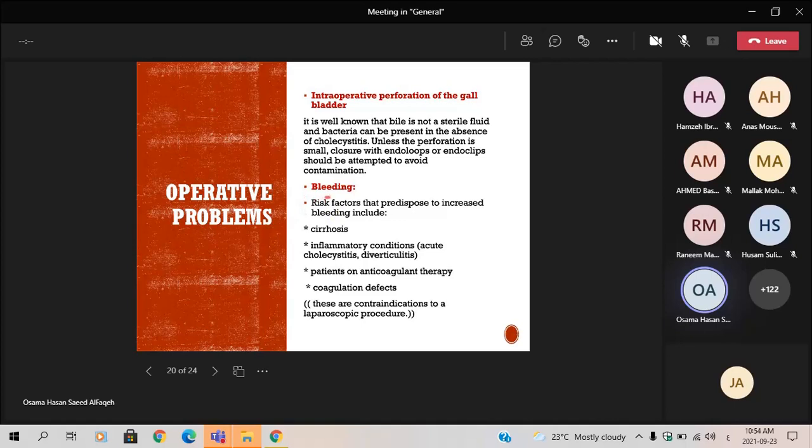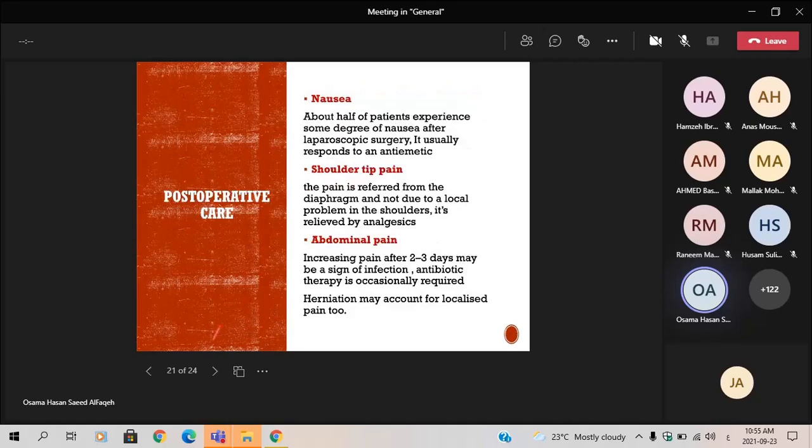البليدنج، اي البيشنت اذا بيعاني من اي ريسك اوف بليدنج فبكون هو كونترا انديكيشن تو لاباروسكوبيك سيرجري. حكينا منهم اللي هو الليفر ديزيز ومنها السيروسز، الانفلاماتوري كونديشن، او البيشنت اون انتي كواجولانت ثيرابي، او الكواجيليشن ديفكت عنده. اي مشاكل في الكواجيليشن سيستم تؤدي لبليدنج، او العكس ممكن تؤدي لثرومبس. البيشنت بعد السيرجري رح يبين في عده شغلات منها النوزيا. اكثر من نص المرضى رح يبينوا في نوزيا، والسبب هو الانتي ايميتيك ثيرابي اللي بنعطى للبيشنت، فبتكون عادي وبسيط.